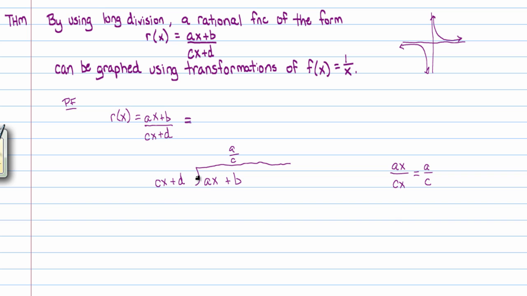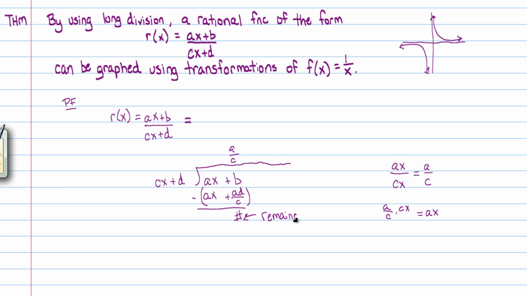A over c times cx. Well, the c's will cancel and it will just become ax. And that's by design, it always should. A over c times d is just going to be ad over c. And I subtract. Remember, in long division, you subtract. Now, most of this is kind of gobbledygook. Who cares about it? But what's important here is that the ax's will cancel, and b minus ad over c is just some number. That's all I really care about. It's some number. It's the remainder of this long division.